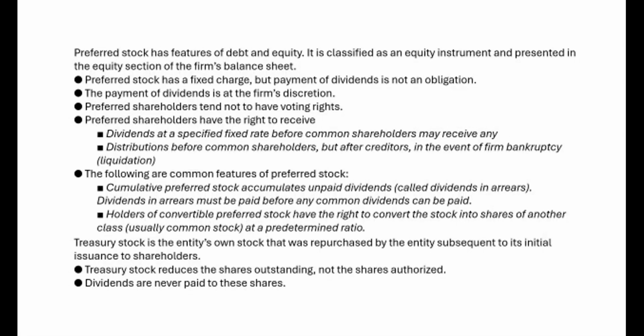The following are common features of preferred stock. Cumulative preferred stock accumulates unpaid dividends, called dividends in arrears. Dividends in arrears must be paid before any common dividends can be paid. Holders of convertible preferred stock have the right to convert the stock into shares of another class, usually common stock, at a predetermined ratio.